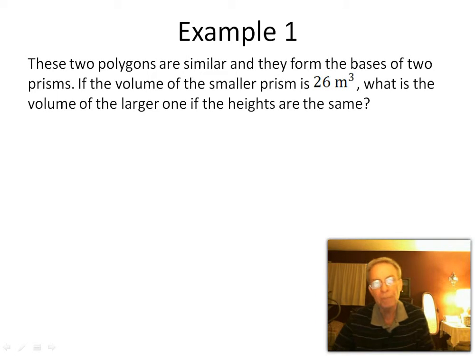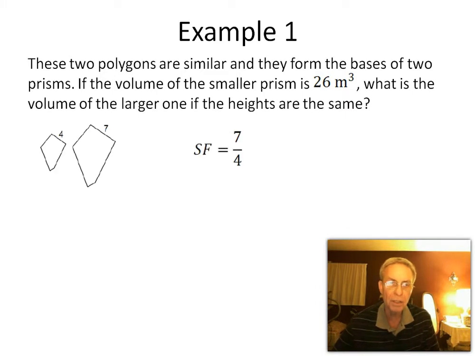Example 1. These two polygons are similar and they form the bases of two prisms. If the volume of the smaller prism is 26 cubic meters, what is the volume of the larger one if the heights are the same? In this case we have two of the three that changed. So the scale factor is 7 to 4. This means we're going to square the 7 to 4 because the polygons are similar, and we're going to multiply that by 1 and that by 26.